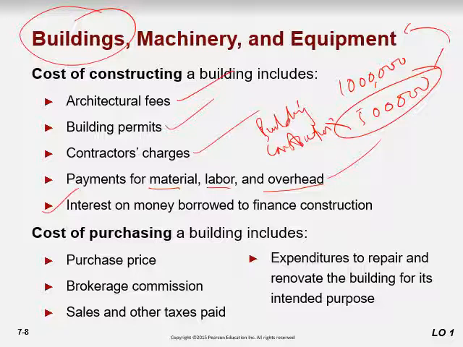Okay, what if you acquire the building through cash, or you purchase a building, you do not construct the building? Then the purchase price, commission, sales taxes or other taxes that you paid, and also the expenditure to repair and renovate the building are included in the cost of the building.